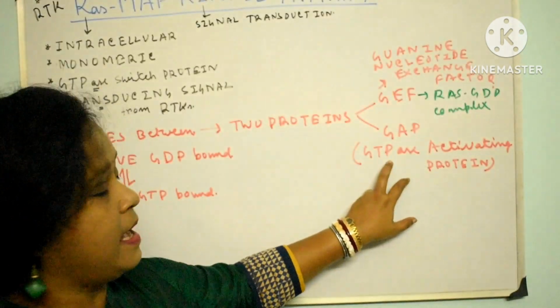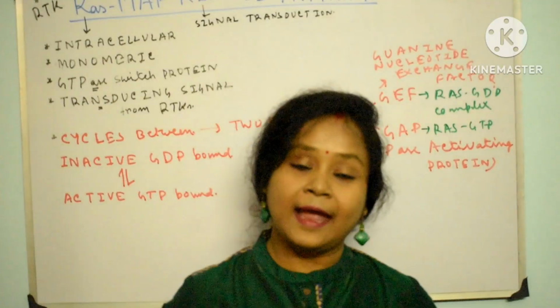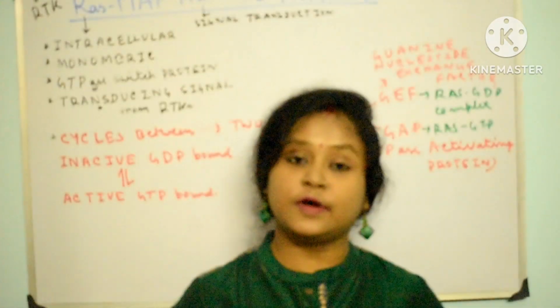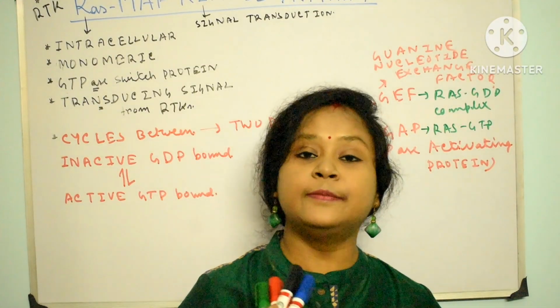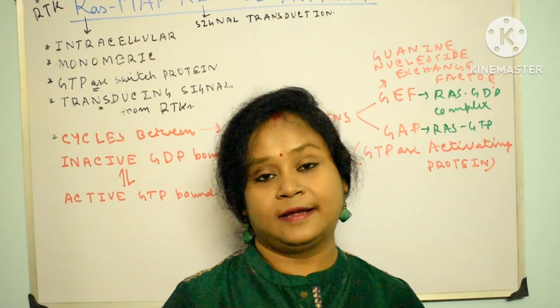Now come to GAP. GAP binds to Ras GTP and this accelerates its intrinsic GTPase activity. Binding of a ligand to an RTK leads to activation of Ras. Two cytosolic proteins, an adapter protein and GEF, provide the link between RTK and Ras. Now let's draw the diagram.